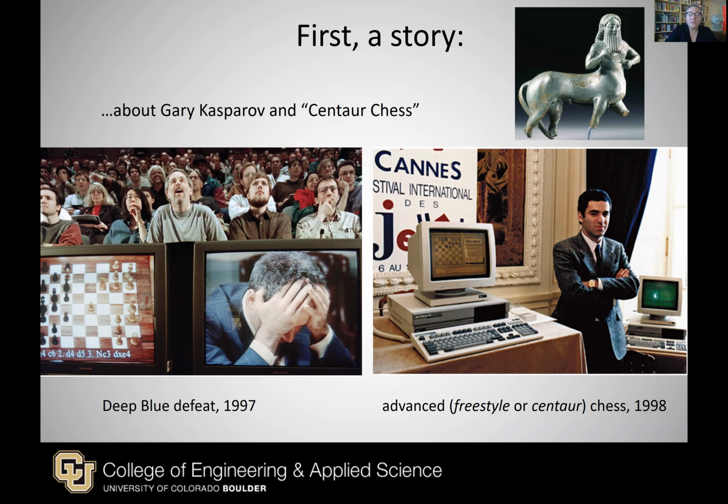he had turned around his experience and begun to champion what he called centaur chess, also known as advanced or freestyle chess, which is, here's a centaur in the upper right from Athens, which means that we have a human who's writing the computer, that the human and computer together can actually play much more interesting and complex chess.